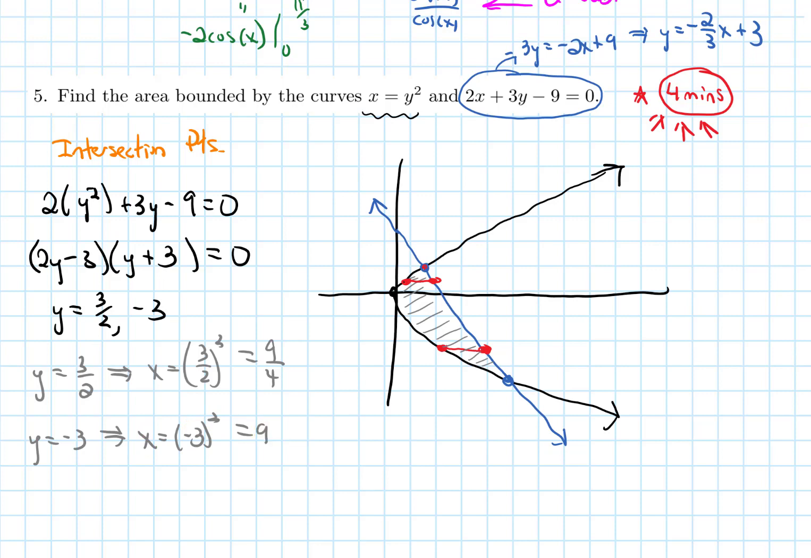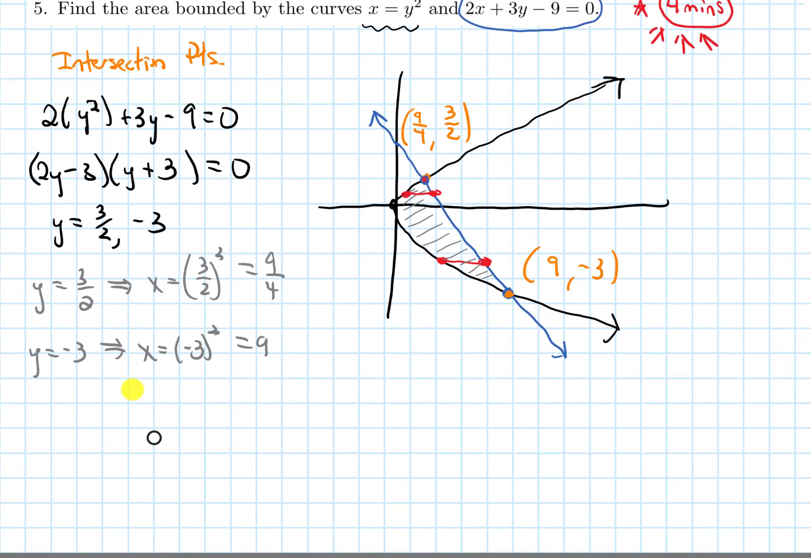So if we label these intersection points, this one up here is when the x value is positive 9/4, and the y value is positive 3 halves. This one down here is where the y value is negative. It's going to be negative 3, but the x value is positive. It's 9. All right, so now let's set up our integral for area.